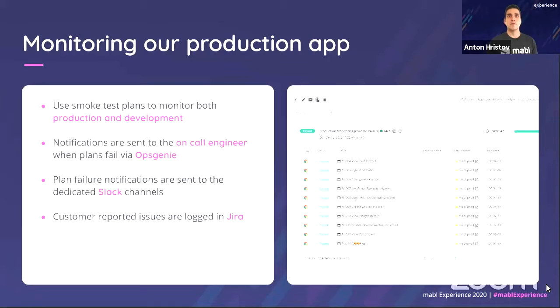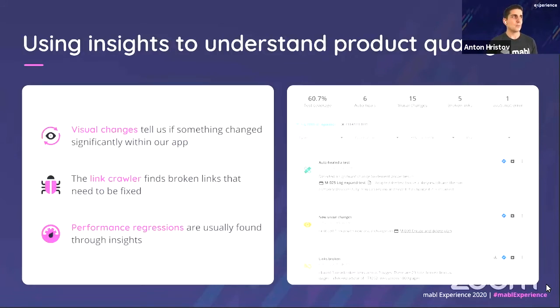And for every plan failure, things get sent to Slack, and we also get email notifications to let us know that there was a problem or what the test results were. And any issues get logged in our Jira issue tracking system.